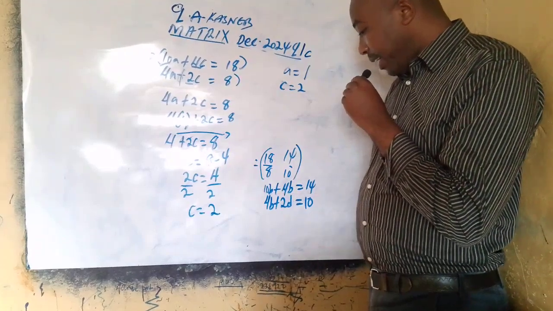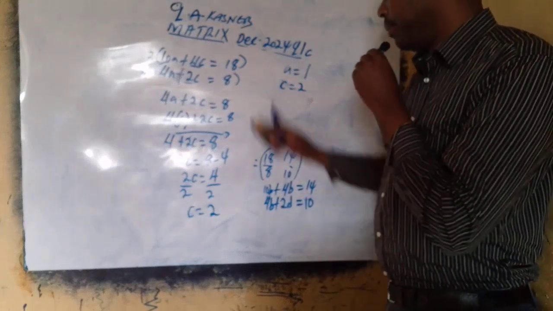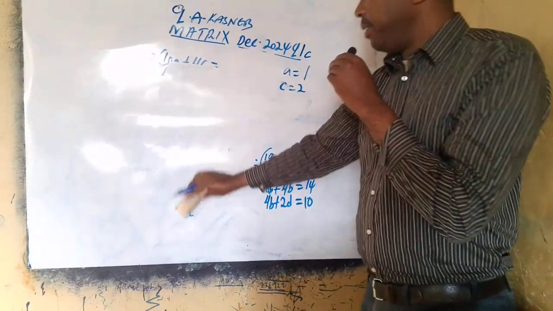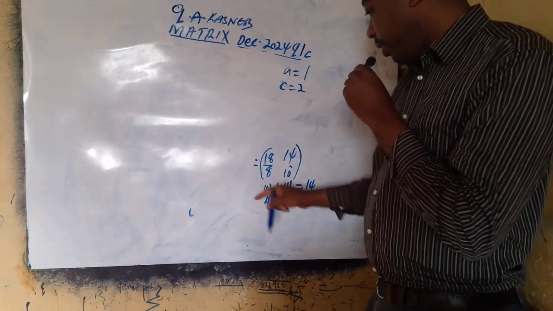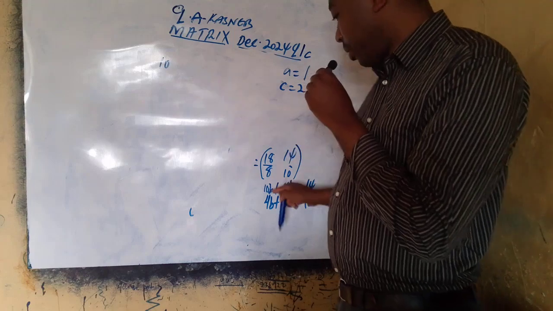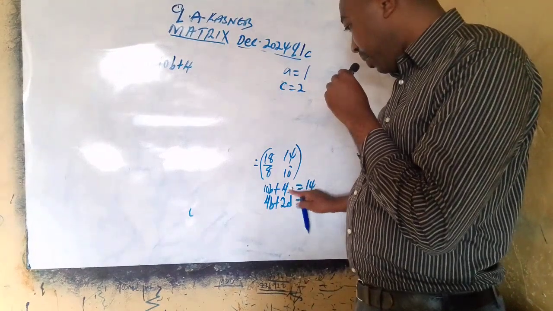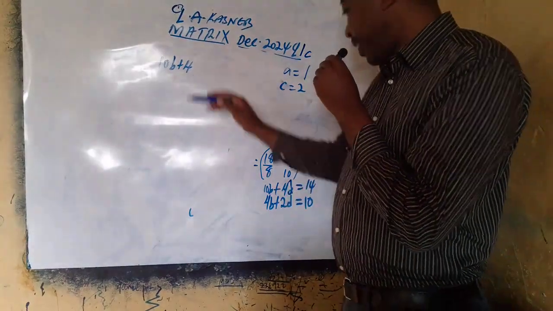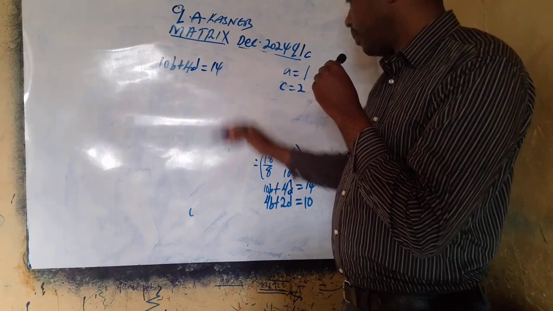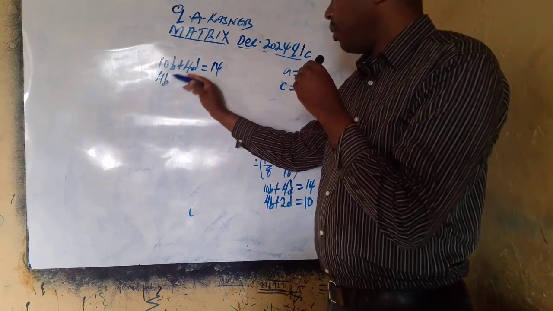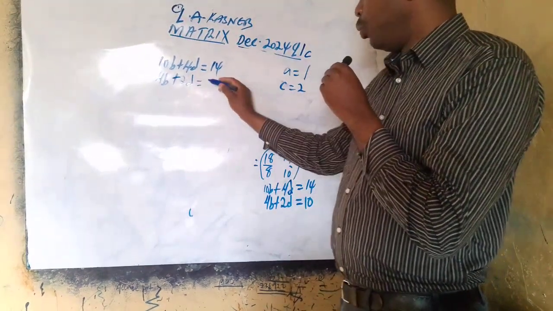We come to b and d. We solve it. Now, my equation here, I'm having 10b plus 4d. I believe this is d. This was d. 4d is equals to 14. 4b plus 2d is equal to 10.